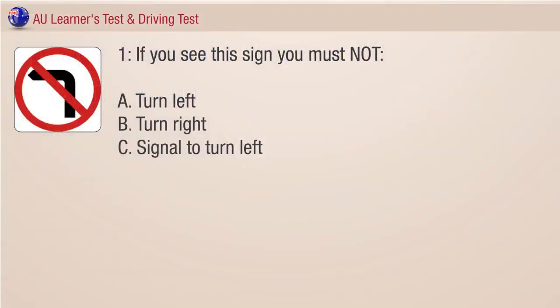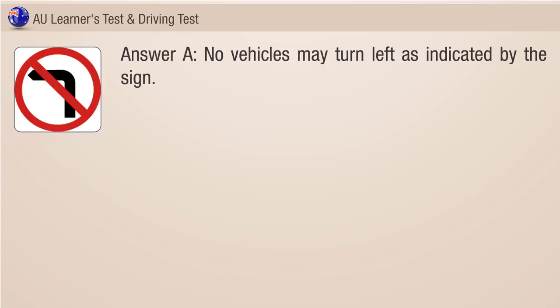Question 1. If you see the sign, you must note: A. Turn left. B. Turn right. C. Signal to turn left. Answer A. No vehicles may turn left as indicated by the sign.